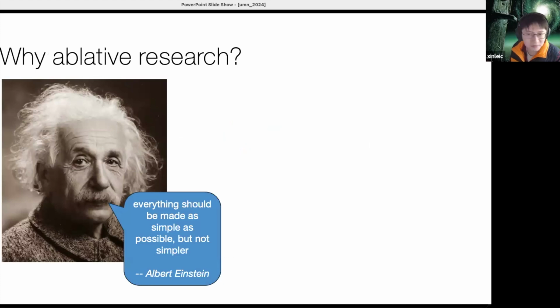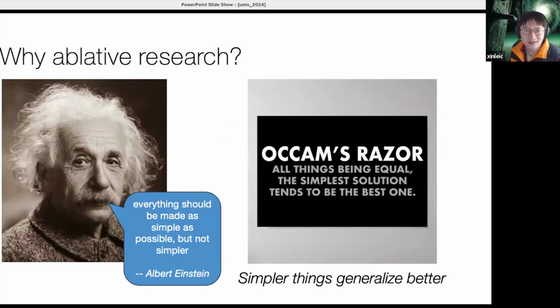And one of the biggest motivations for doing this is simplicity. Einstein says everything should be made as simple as possible, but not simpler. And he didn't explain too much about it, as far as I know. But machine learning folks have actually built a deeper intuition around it. It's called Occam's razor. It says that if all things are equal, then the simplest solution tends to be the best one. And by best, it means it will generalize better. It can be used for many more things.